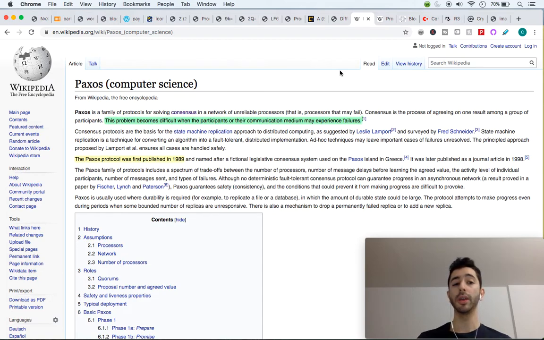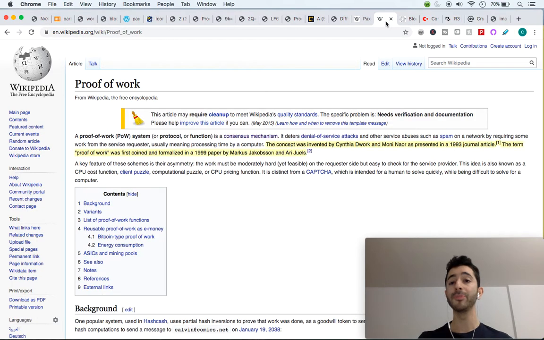There is a family of protocols in consensus called Paxos, and these ideas were first published in 1989 by someone named Leslie Lamport, who is a very prominent figure in this space of computer science and consensus algorithms. Even proof of work, what Bitcoin uses as their consensus algorithm, is also an older concept. The idea was first presented in 1993 in a journal, and even the term proof of work was first coined in 1999. So these concepts have been around for a long time, but they have just gotten better over time.